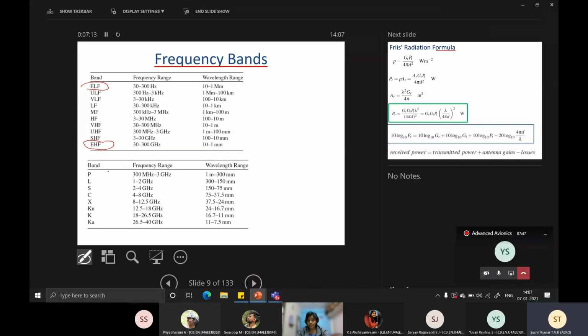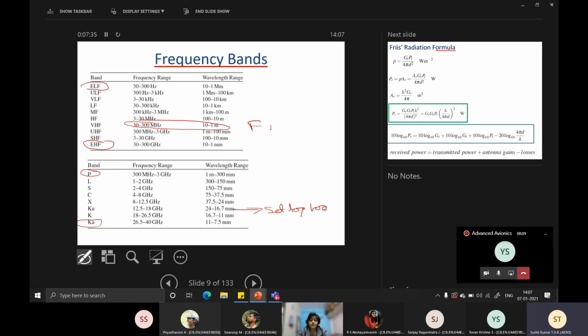In microwave bands, generally they use a different nomenclature, starting from P to K. Okay. The last time I told you, this is your set-top box, and if you look at FM, it is somewhere in the VHF region. Before the FM and all came up, it was HF and MF. That's what was available in the radio. So very long distance communication used to be HF. This was long distance communication.